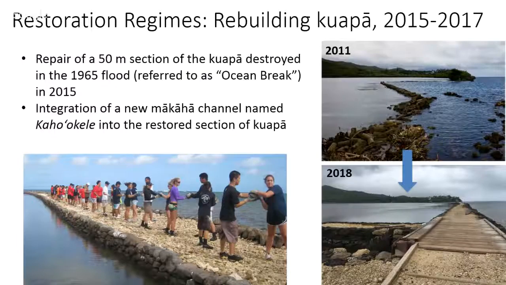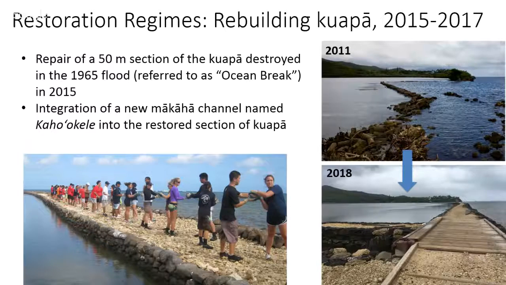Removing the mangroves was also really important to be able to restore parts of the wall that were broken during a major flood in 1965. On the top right, you can see this large section, about 50 meters long, that was broken during the flood and was flooded during high tide. In 2015, with a big community effort and a lot of community work days, they managed to restore this part of the wall completely, and they integrated a new mākāhā channel into the wall that they named Kahokela. The section that was broken before the repair, because I'm going to refer to this later on as well, was called Ocean Break.